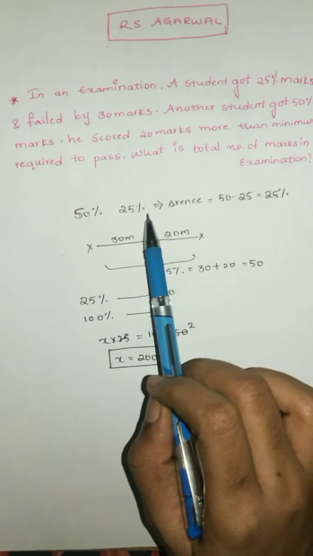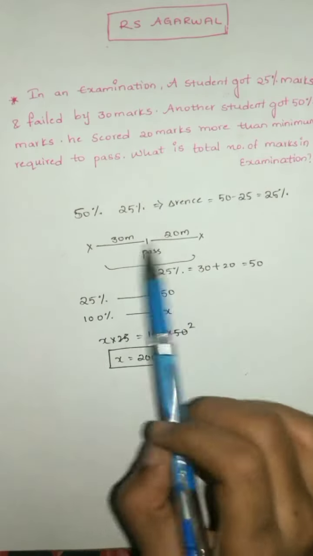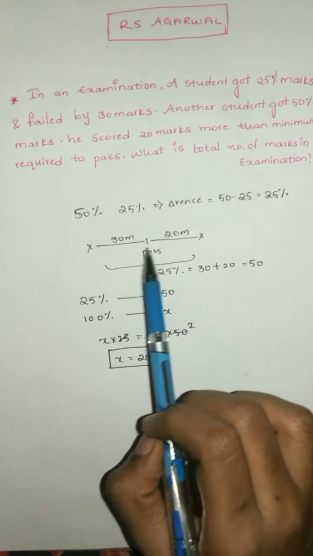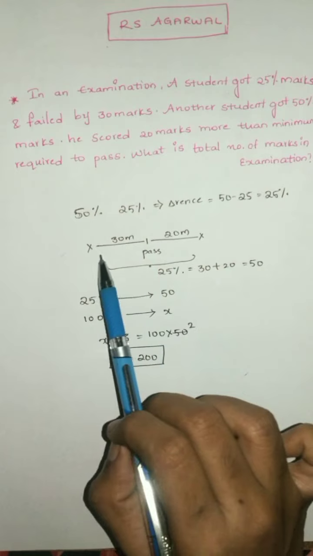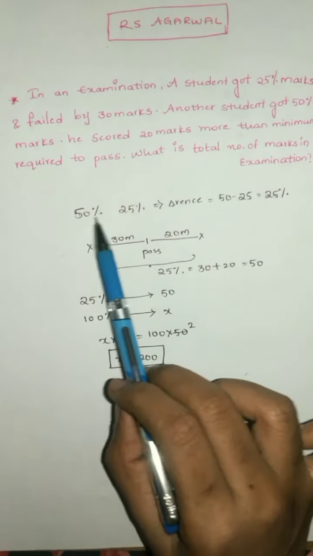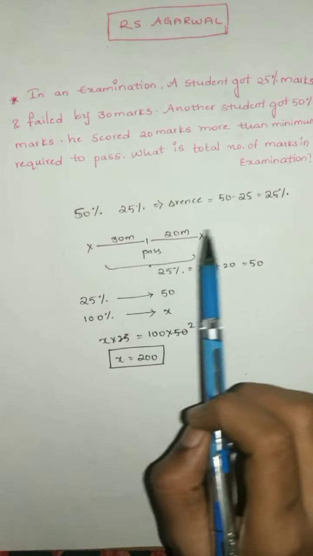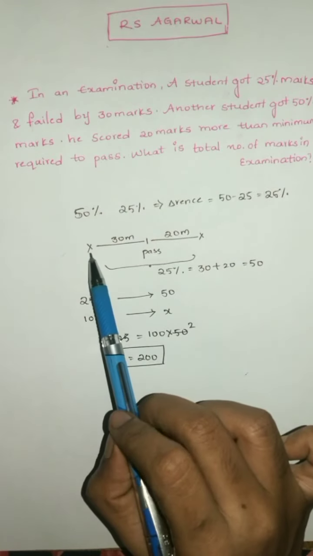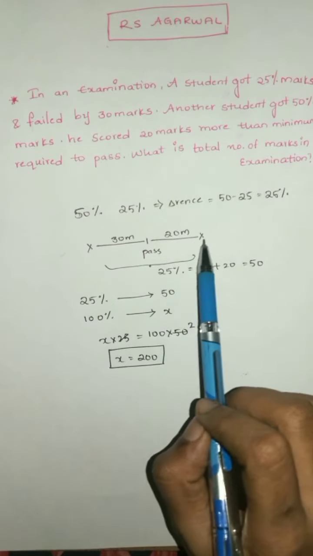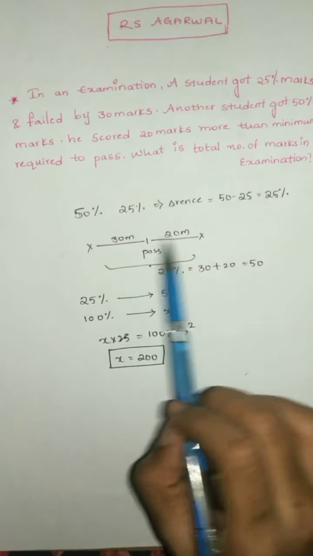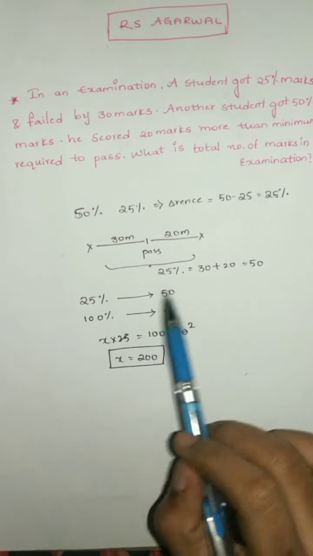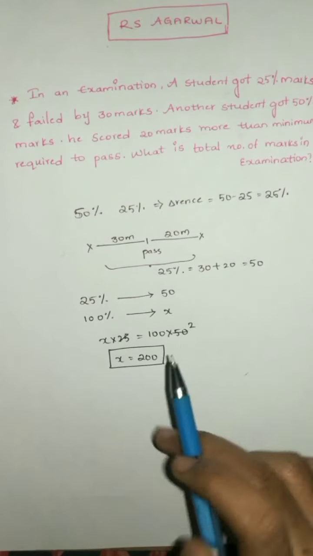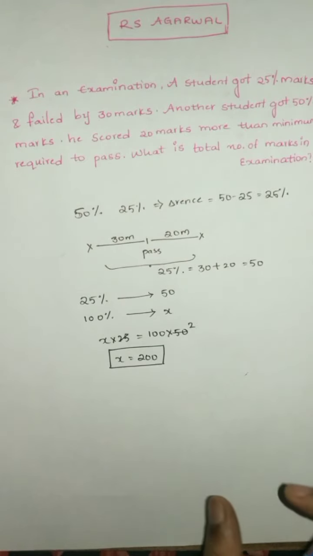One student got 50% and the other got 25%, but in terms of marks, one failed by 30 and one passed by 20. So we find the difference between their percentages, which is 25%, and the difference between their marks. The student needs 30 more and the other got 20 more, so the difference between these students' marks is 50 marks. That is how we find the total marks in the examination. In the same model, we will look into one more problem so that you get clarity in this concept.